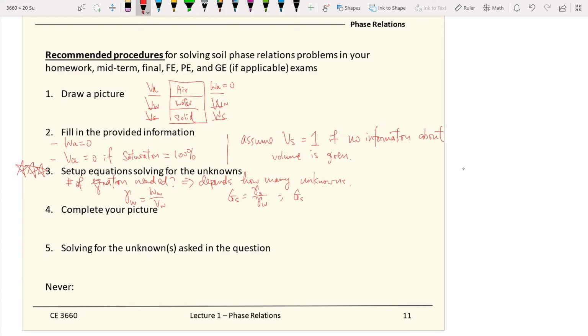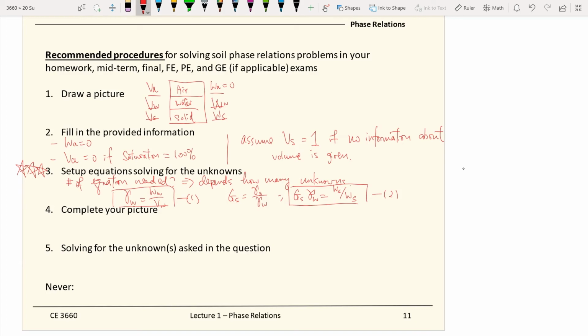And you further work on it, and the unit weight of solid is pretty much the weight of solid divided by the volume of solid. Sorry, the weight of the solid here. So with those two equations, you may be helped. Which equations to use depends on the questions.